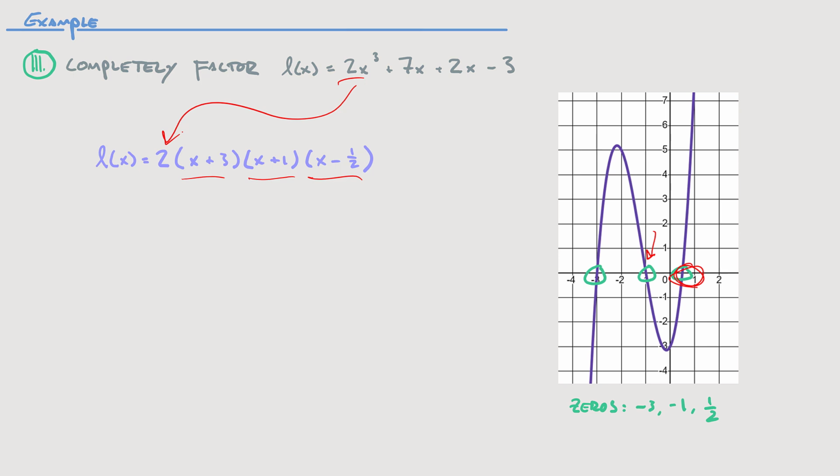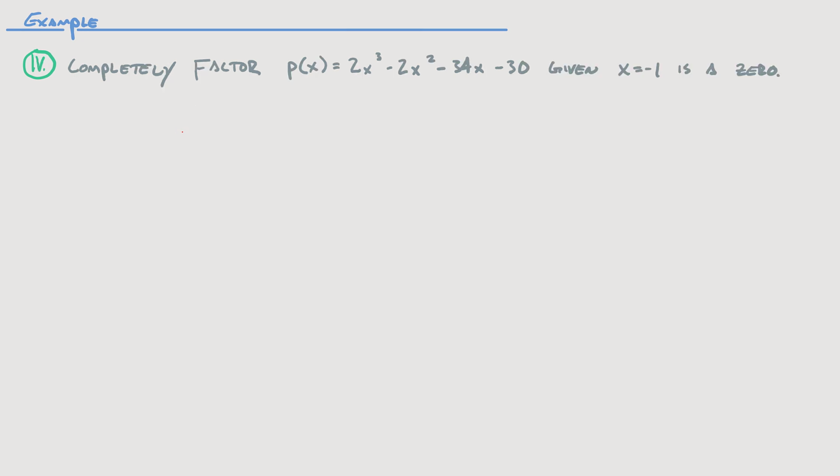It's completely factored. Now for this one, let's say that you're only given one zero. So it says completely factor this cubic polynomial given x is equal to -1 is a 0 for this. Well, since we know it's a 0, we know that x minus -1 or x plus 1 must be a factor of p of x, right? And because we know it's a factor, that means that it has to divide evenly into p of x. This is all factor theorem stuff. Well, if it divides evenly into p of x, let's divide it. Let's divide p of x by x plus 1.